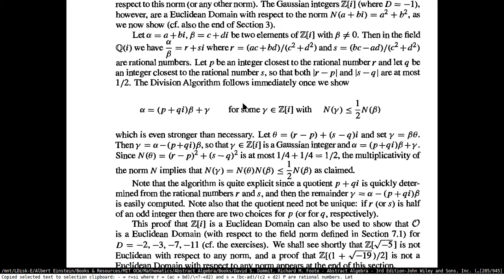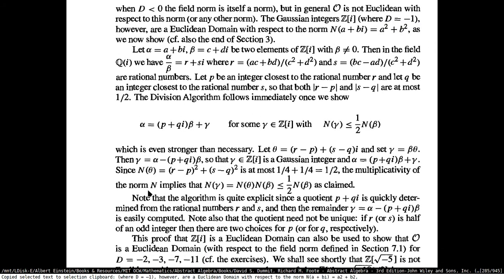Now, when you apply the norm to theta, you have (r minus p) squared plus (s minus q) squared, because that's what the norm does. It gives you a squared plus b squared. But because we said, the absolute values of r minus p and s minus q can each be at most 1/2, the sum is going to be less than or equal to 1.